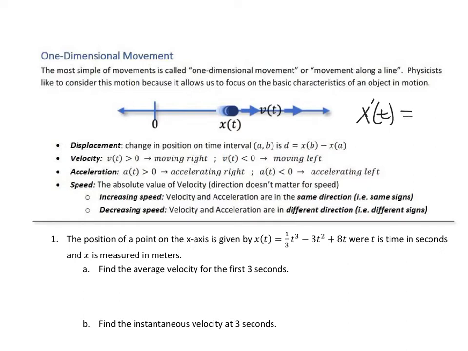So the key connection is that the derivative of position, and in this case I have position as x, the derivative of x of t is v of t, velocity. And then the derivative of velocity is acceleration. If we put those two things together, we take the derivative once and get velocity, take the derivative again and get acceleration. So the second derivative of position is acceleration.